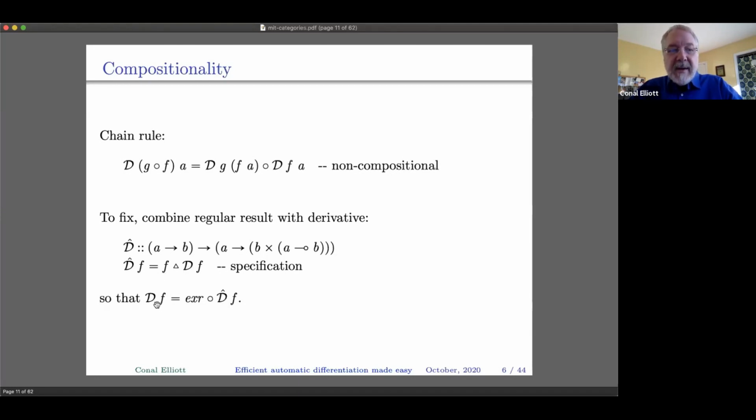Then we can rebuild df out of d hat f, which is just EXR, the right projection. It takes a pair and gives you the right element of it. So we build up this pair and then throw away the second one. Now, why would we do that? It's because d hat is compositional. That's the one that's going to get defined recursively or inductively. But in the end, we might throw away the value of the function and just keep its derivative.